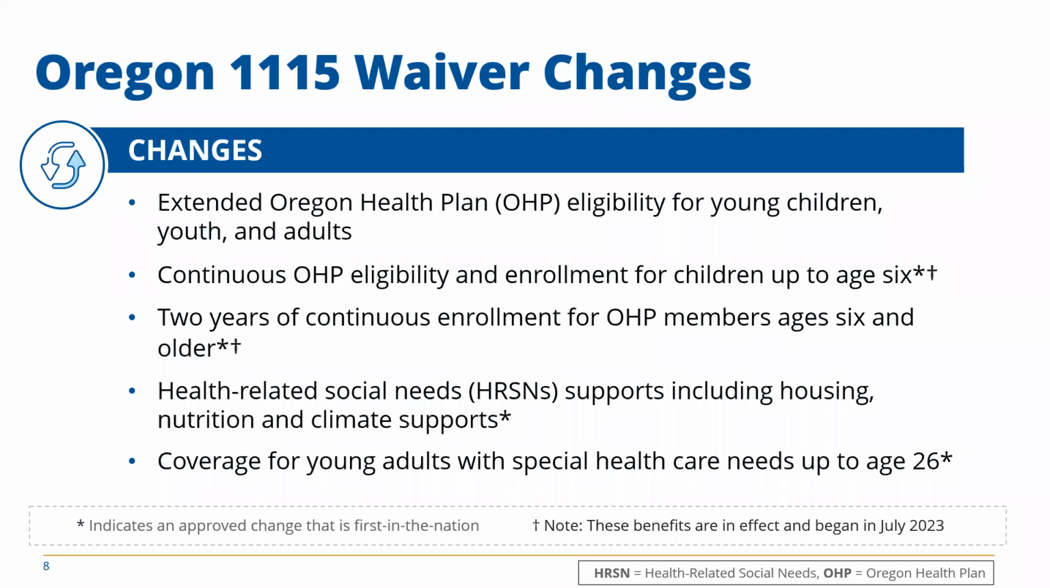Things to extend OHP eligibility for young children, youth, and adults. And one of the aspects of the waiver that is live right now is continuous eligibility. So that's for children up to age 6, once you get on the Oregon Health Plan, you more or less can stay on the Oregon Health Plan up to the age of 6. And for people 6 or older, that translates to 2 years of continuous eligibility instead of the 1 year, and it has additional protections for folks.